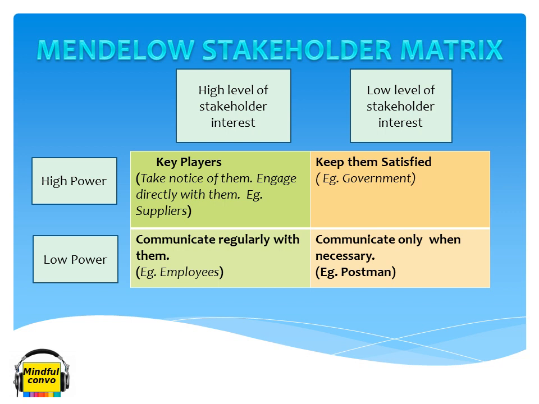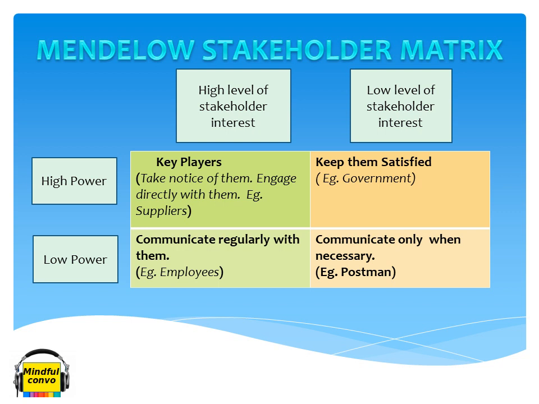Then the third quadrant is where the level of stakeholder interest is high and the level of power is low. Here we can take the example of employees. We should communicate with the employees on a regular basis.